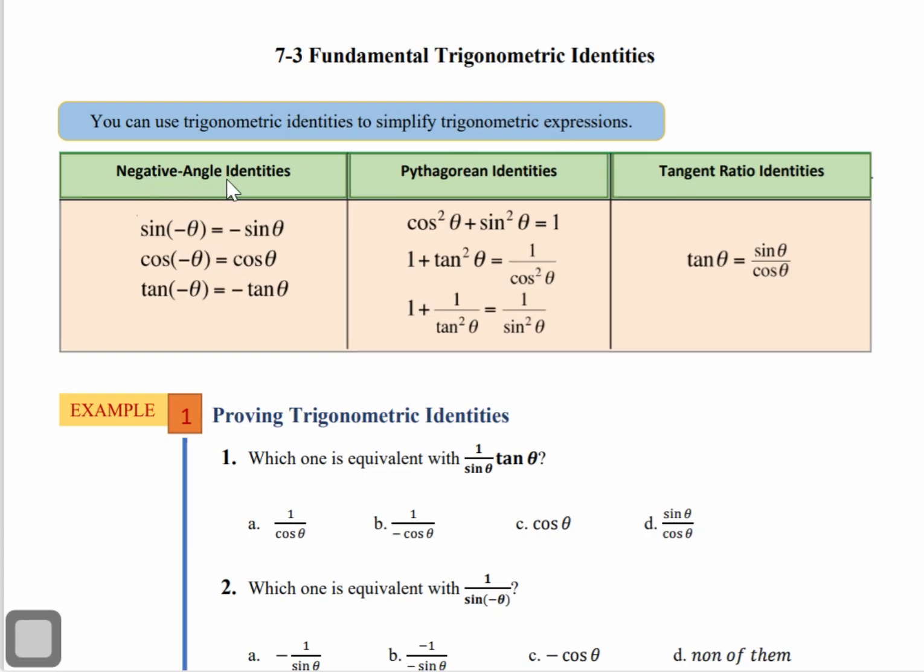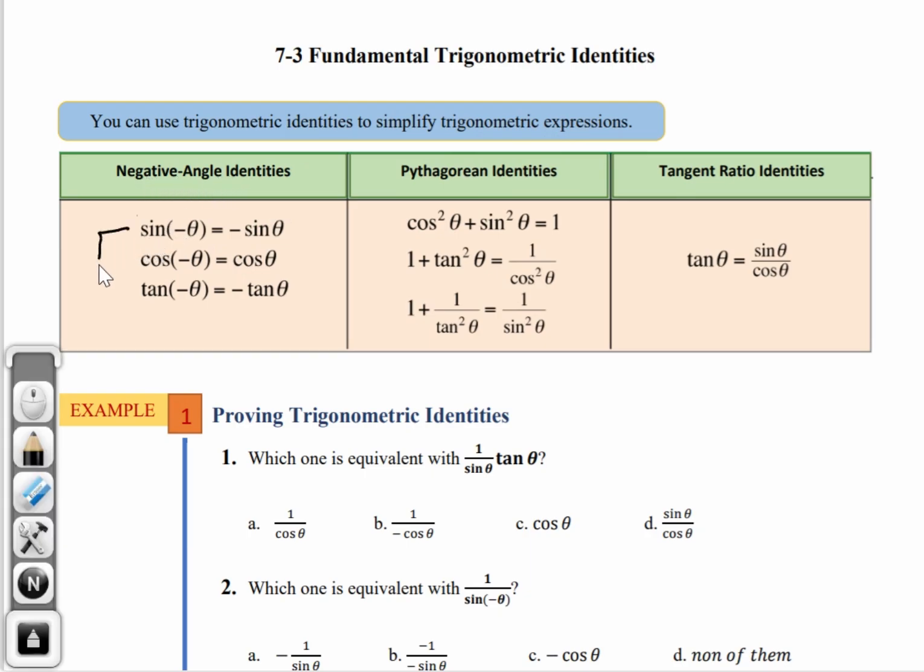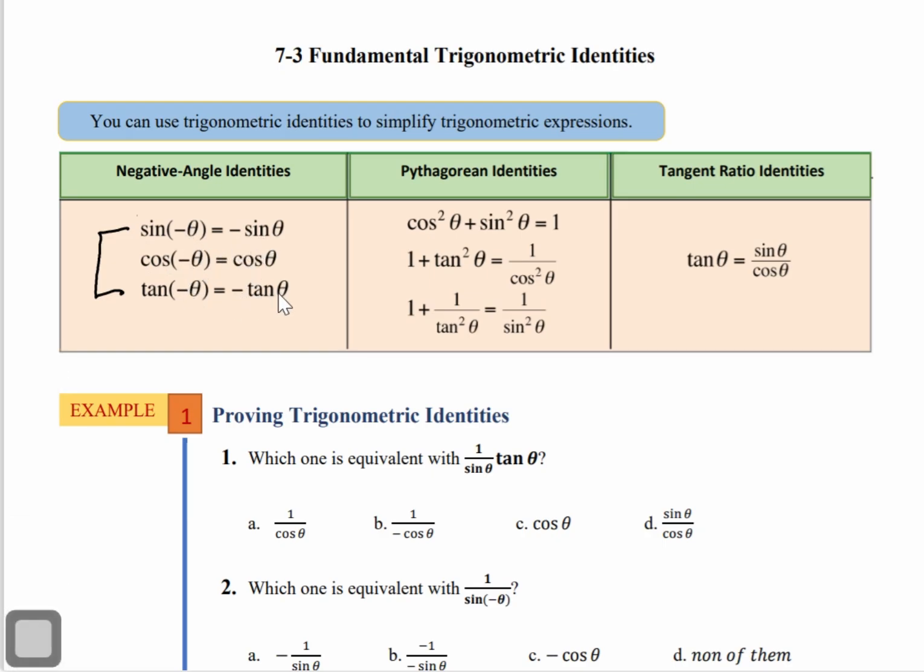We have negative angle identities. For sine and tan, if the angles are negative, it will be negative sine and negative tan. But for cosine, if the angle is negative, it will be positive cosine. And we have another identities, which is Pythagorean identities.